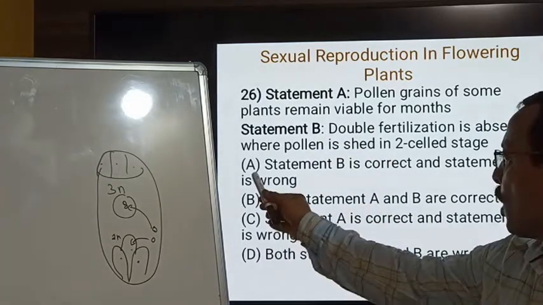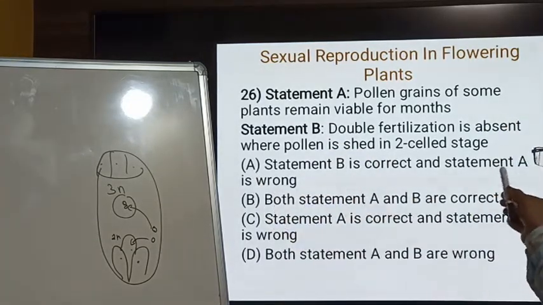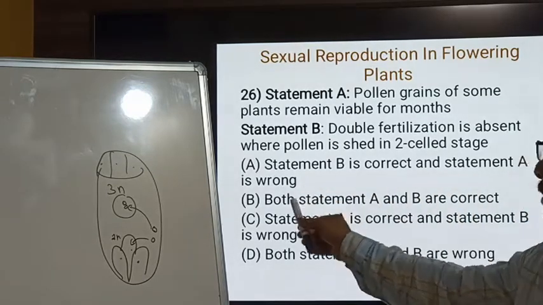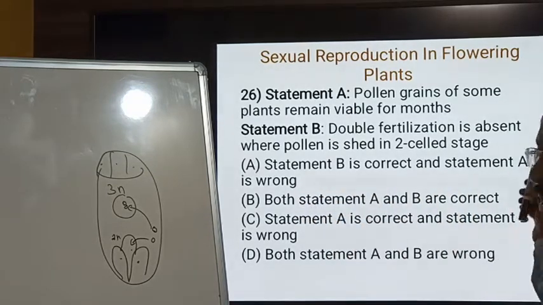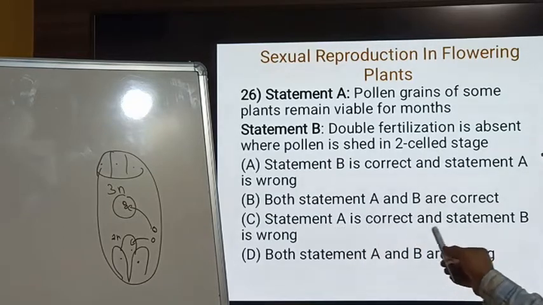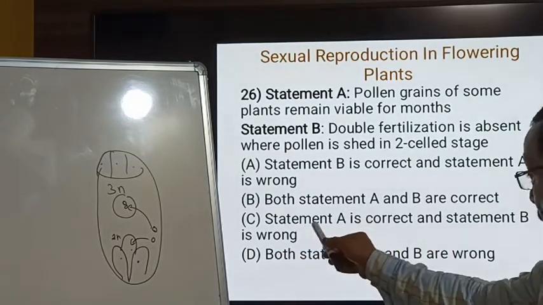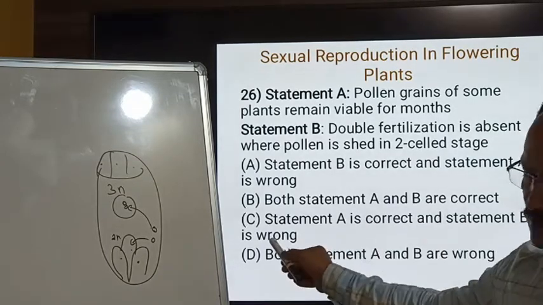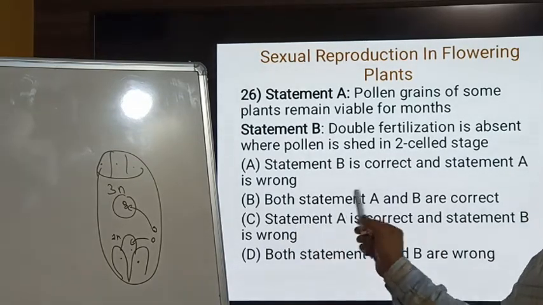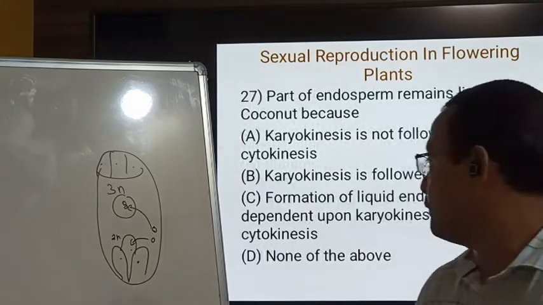So let us go to the answers. There are options. Option A, statement B is correct and statement A is wrong. No. Both statements, A, B and D are no. Statement A is correct, statement B is wrong. Statement A is correct but B is wrong. Yes, this is the right option. C is the right option. Next question.